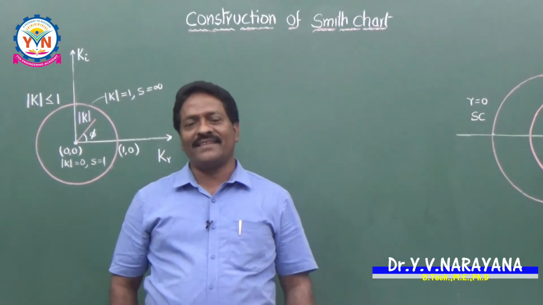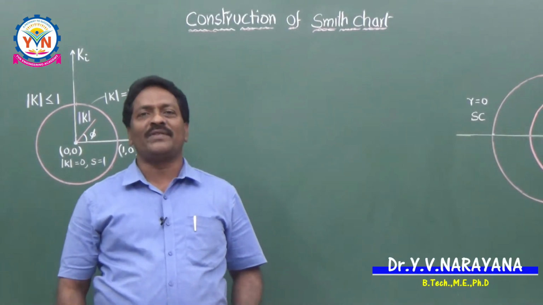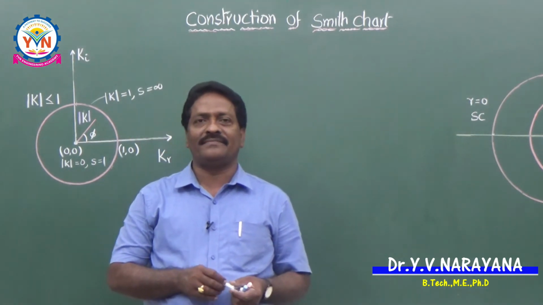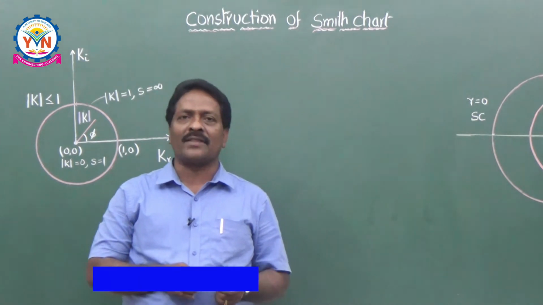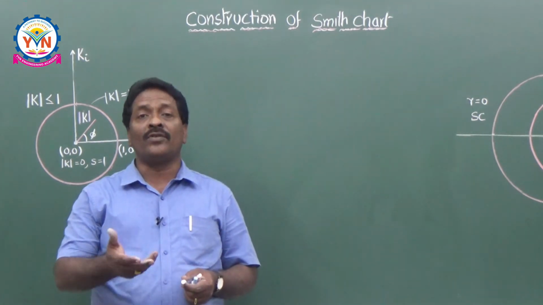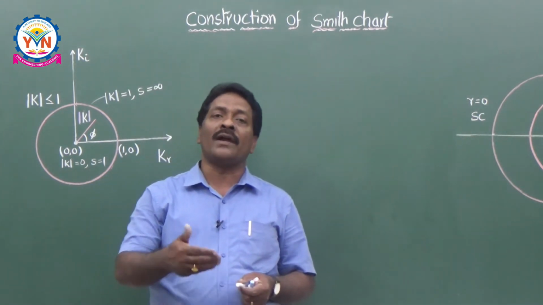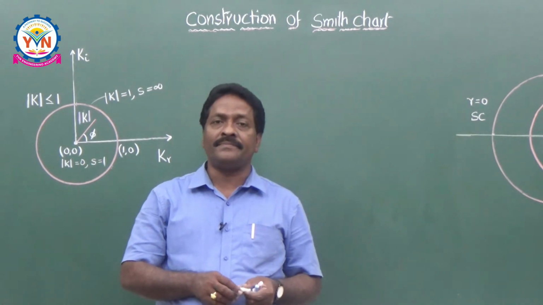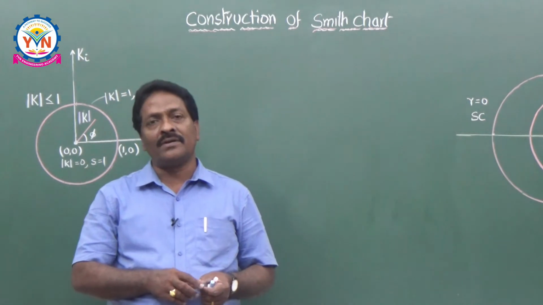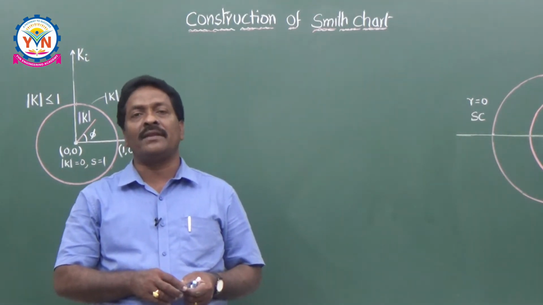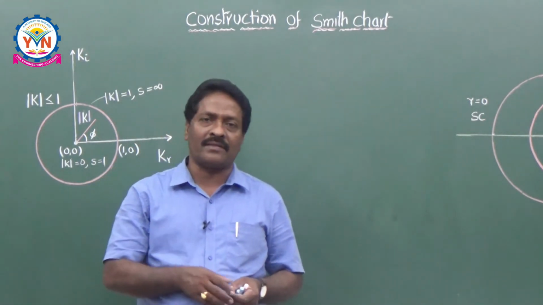Dear students, in this class, we are going to see the construction of the Smith chart. The Smith chart is very much useful for calculating our transmission line parameters. Of course, already we know how to calculate the transmission line parameters like reflection coefficient, standing wave ratio, and the input impedance of a transmission line using our mathematical formulas.